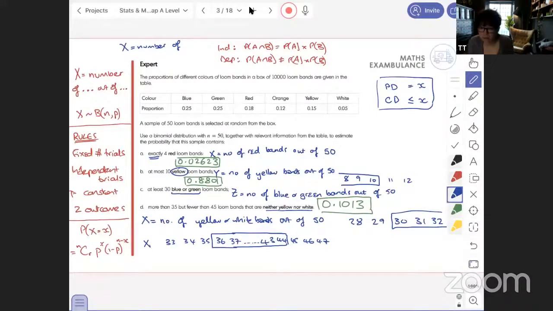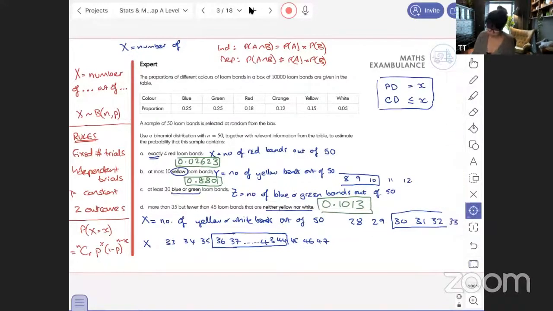Yes, Lawrence, for C, you merge green and blue. So binomial always has only two outcomes. That's what the bi in binomial is. It's either success or failure. Yes, exactly, 0.5, perfect. So the question says that we want more than 35, but less than 45, which is this group here.